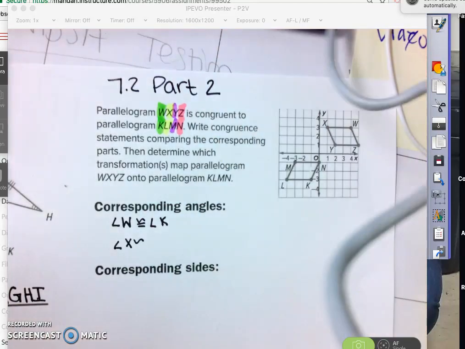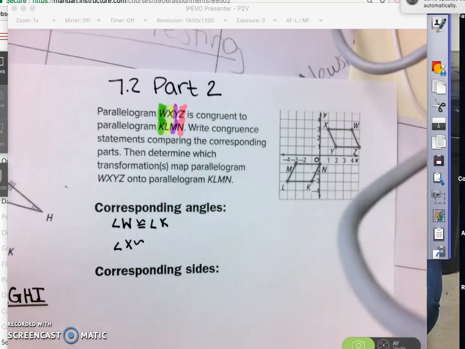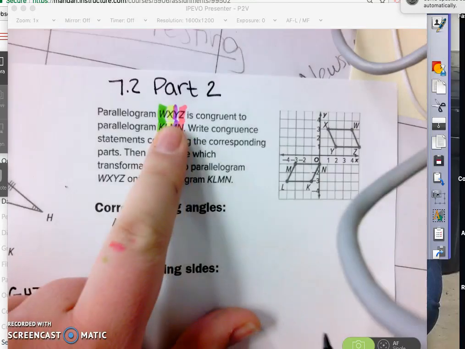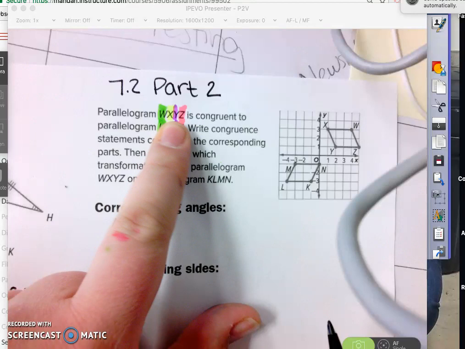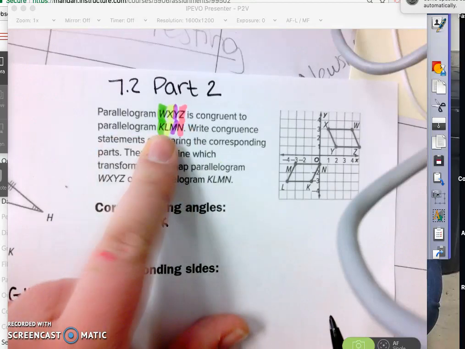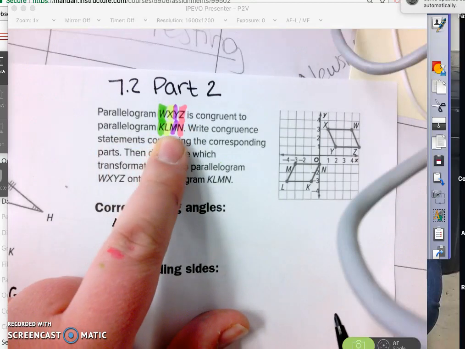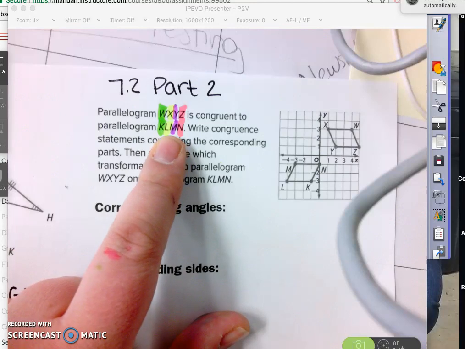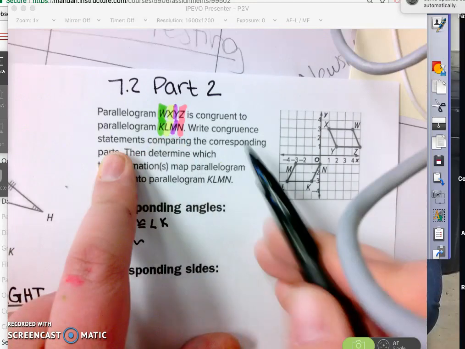Okay, good morning. 7.2 part 2. We're just going to go into a little more in depth. So again, parallelogram WXYZ is congruent to parallelogram KLMN. So I've already highlighted the different colors. So first we have to write a congruent statement.